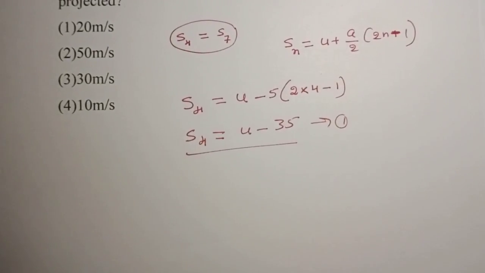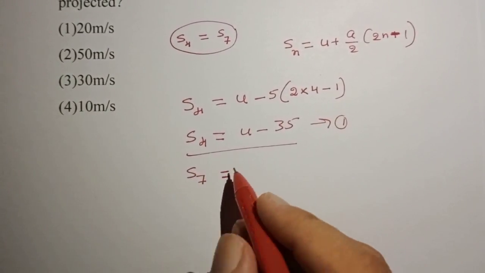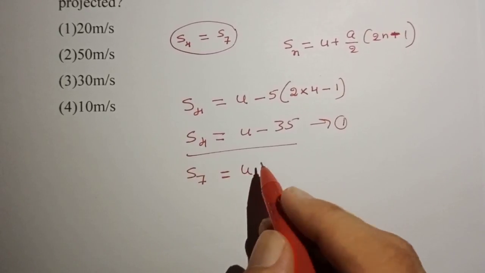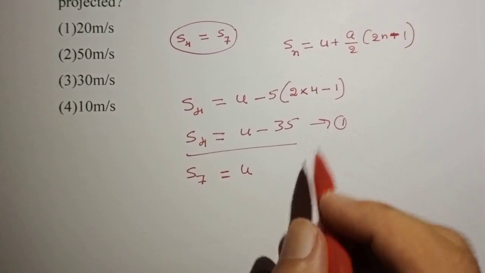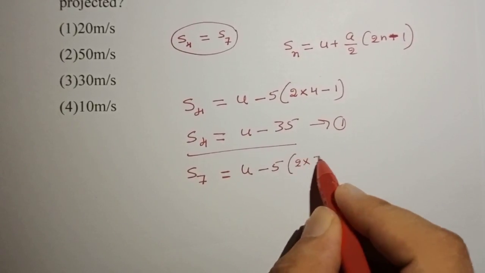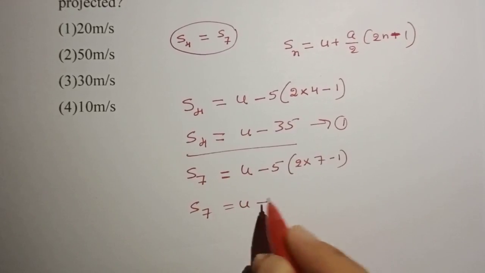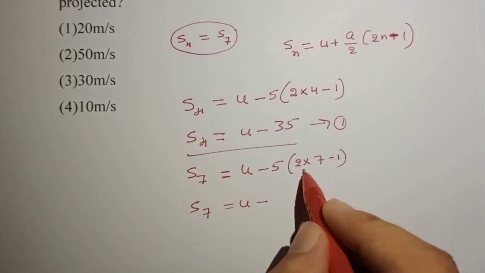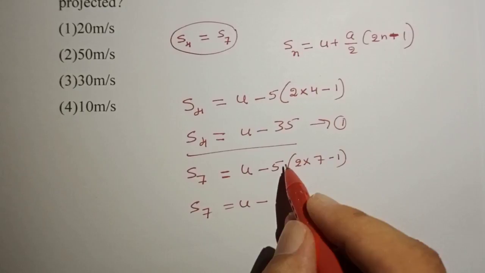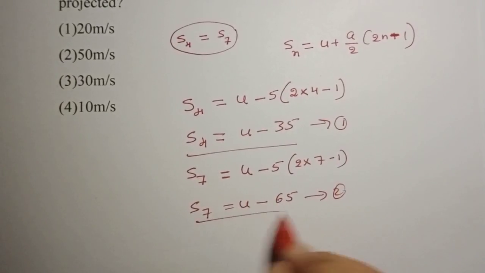Now, what is the distance traveled in the 7th second? S7 will be equal to u plus a by 2, which is minus 10 by 2, is minus 5, into 2 into 7 minus 1. Or S7 is equal to u minus, 2 into 7 is 14, 14 minus 1 is 13, 13 into 5 is 65. So this is my equation number 2.